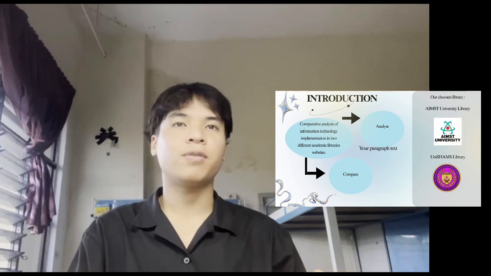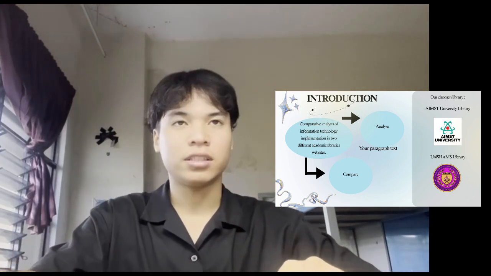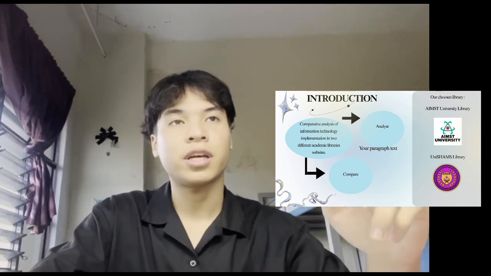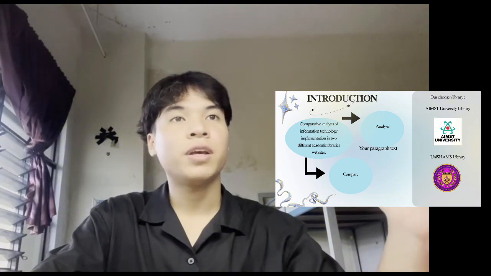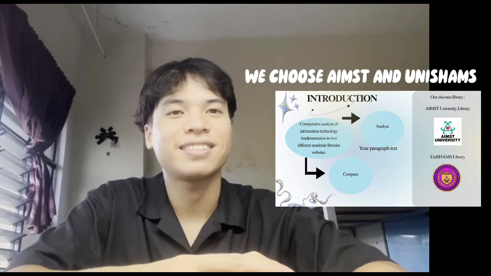For our group assignment, we were given the task to make a comparative analysis of information technology implementation in two different academic libraries. So our main focus is to analyze and compare these two library websites. For our chosen libraries, we chose Ames University Library and Unisham Library.